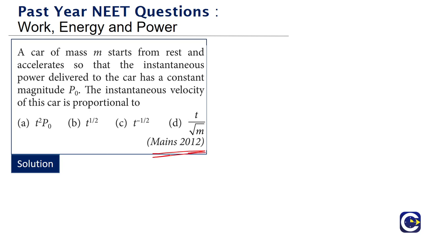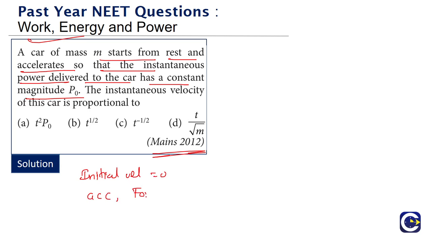Next, we have a question from the 2012 mains paper. A car of mass m starts from rest and accelerates so that the instantaneous power delivered to the car has a constant magnitude p naught. The car is starting from rest, so initial velocity is 0. It is getting accelerated, which means there is a force acting on it. Because it is starting from rest and moving because of this force, the velocity must be in the same direction as the applied force.